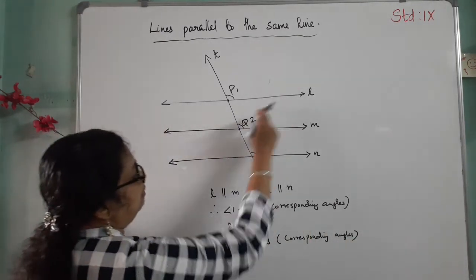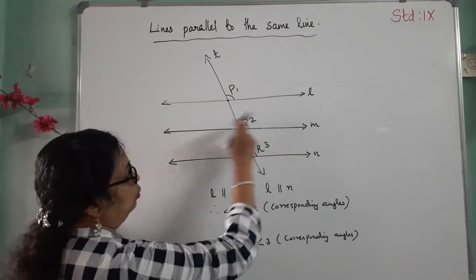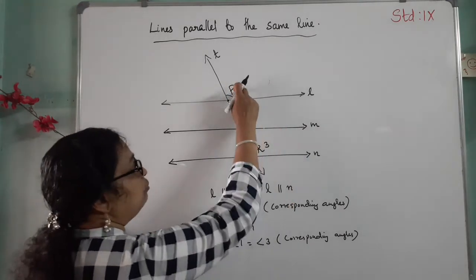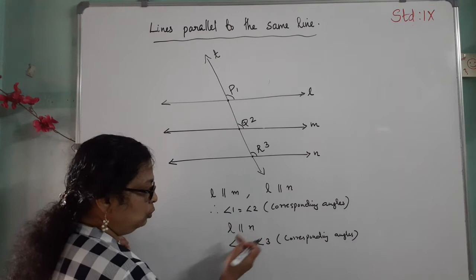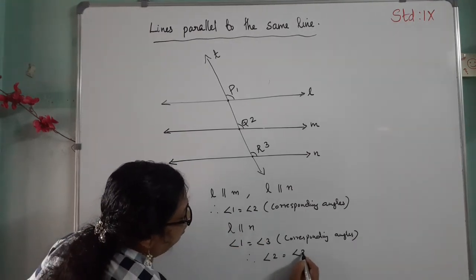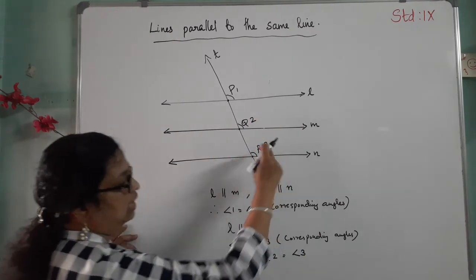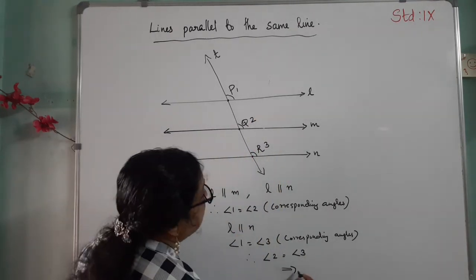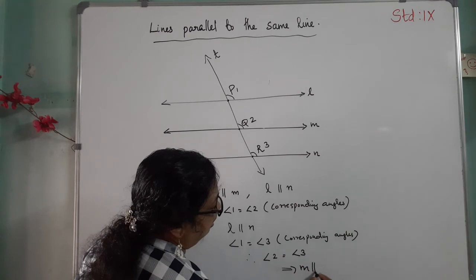That is, L is parallel to M, therefore 1 equal to 2, and L is parallel to N, therefore 1 equal to 3. 1 equal to 2 and 1 equal to 3. Therefore we can write 2 equal to 3. That is, this angle equal to this angle, 2 equal to 3. Then which implies that M is parallel to N.